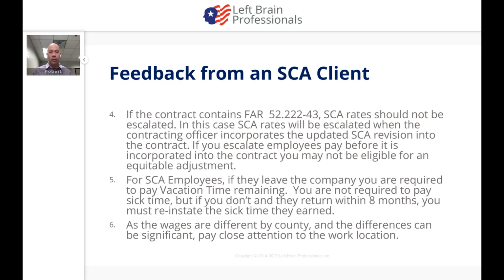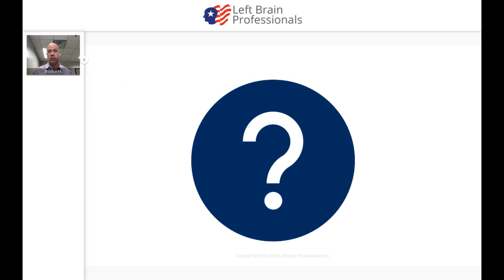And he says, because the wages are different by county and the differences can be significant at times, make sure that you pay close attention to the work location and that you've pulled down the correct wage determination to pull in those wages.